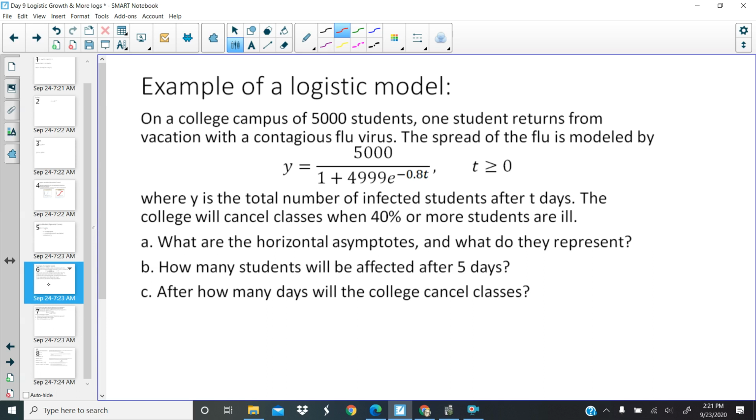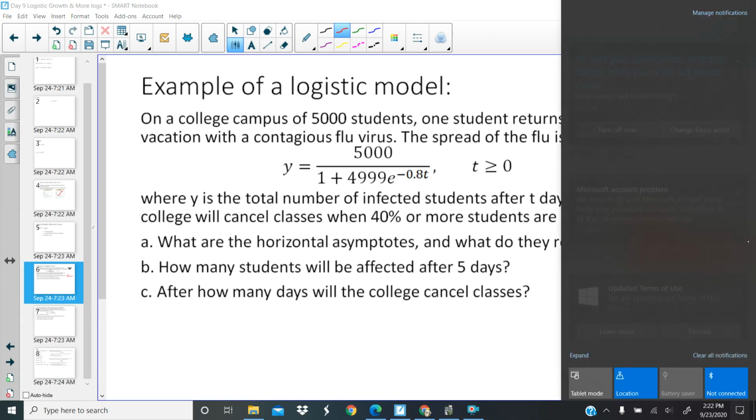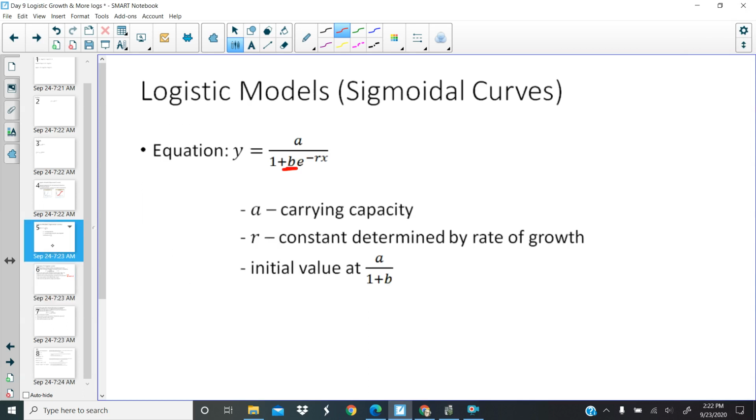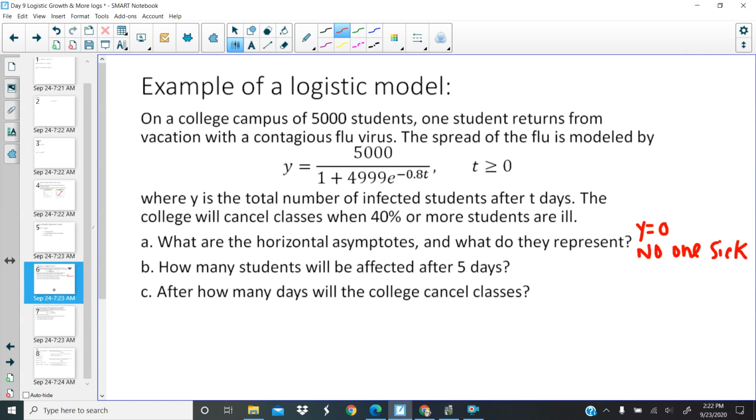We're always going to have a horizontal asymptote at y equals 0. That represents no students are sick, so I'm going to write no one sick. And then we're also going to have a horizontal asymptote at the carrying capacity. If you look back at your equation on this slide, the carrying capacity is that A value in the numerator, which in this case is 5,000. That's our other horizontal asymptote, and it represents that everyone on campus is sick. So we're going to write everyone sick.